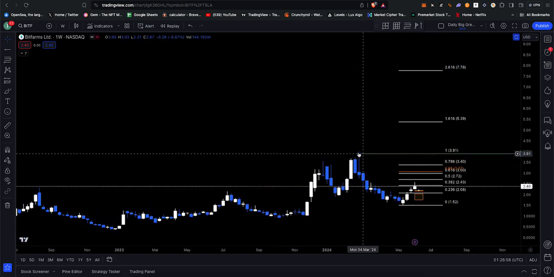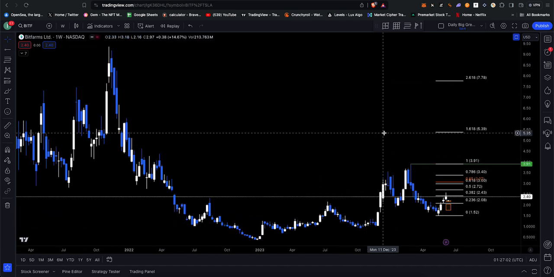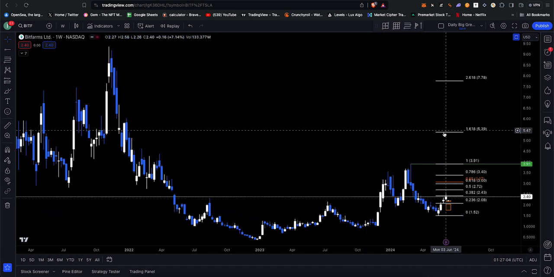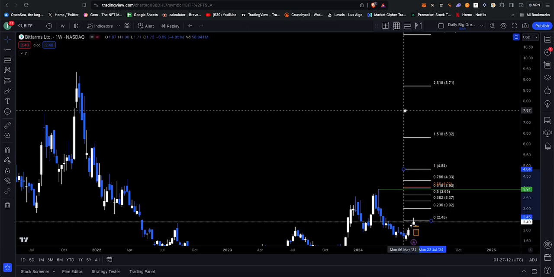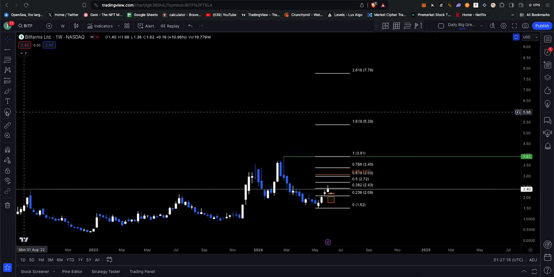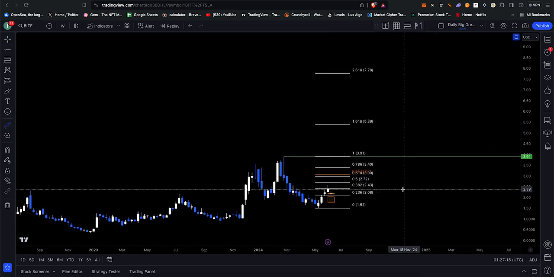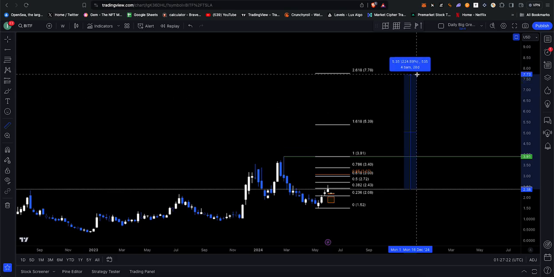Right, but if we were to break above the February high, your first target's going to be between $5.39 at the 1.618 and possibly the 2.618 at $7.78. All right, for Bitfarms. And from where Bitfarms is at right now at 2.40 to 5.39, that would be a 126% move. 7.78 would be a 226% move.